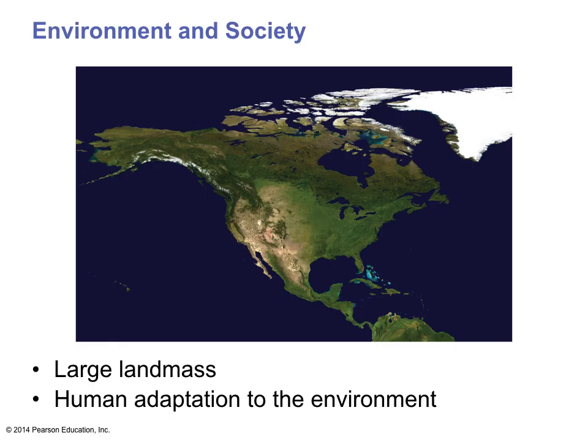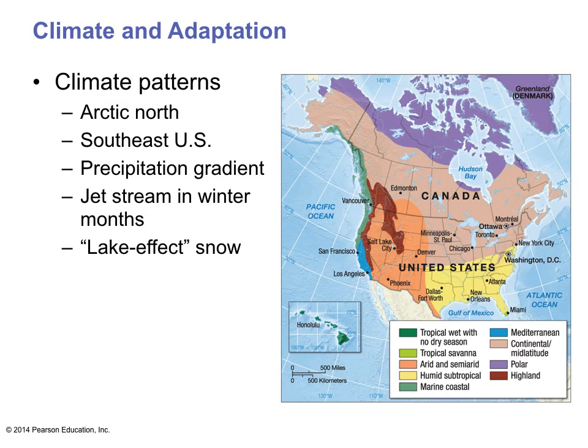In terms of the environment, it's a very large landmass and it's well suited to human adaptation. Climate patterns, obviously, in the extreme north, you have the Arctic. Then the southeast United States has a very wet, humid climate. Precipitation increases as you move south and east. The jet stream moving from west to east provides winter weather for most of the country and lake effect snows around the Great Lakes.